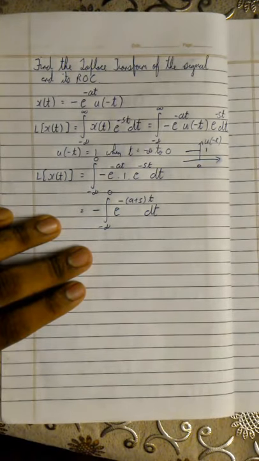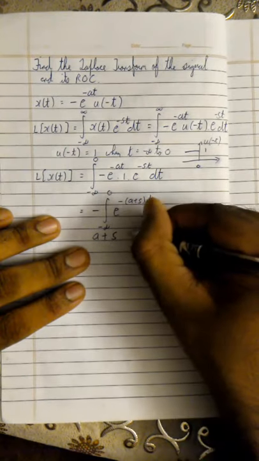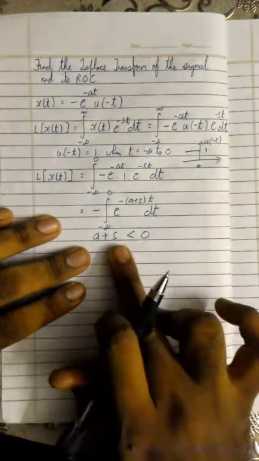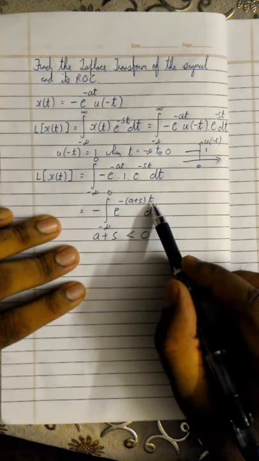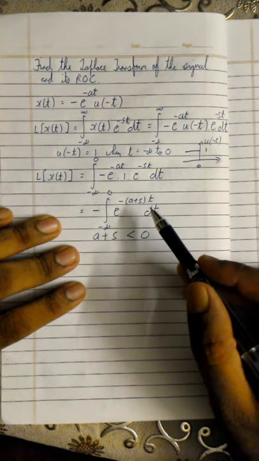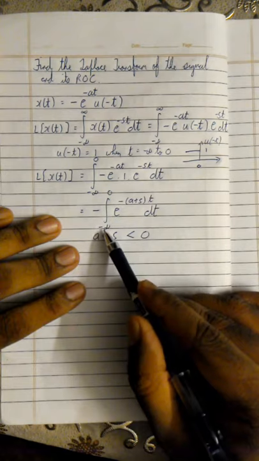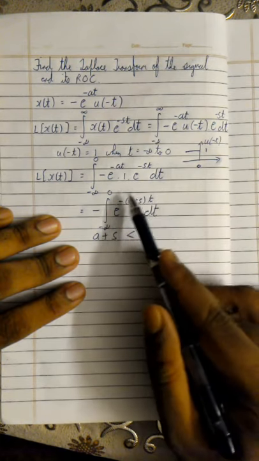Yes, that means from this we can say that a plus s must be less than 0. The reason why we are getting this equation is because the value of t is also negative. In the previous problem, the value of t is positive. Here the value of t is negative, from minus infinity to 0. So the value of t is negative, and there is already a minus sign over here.